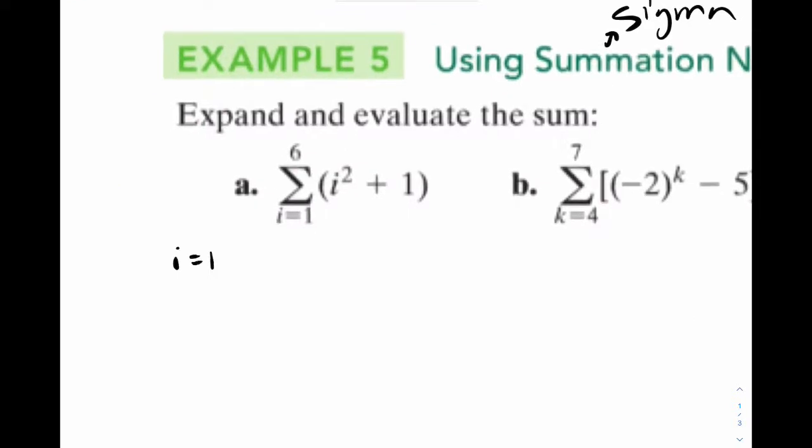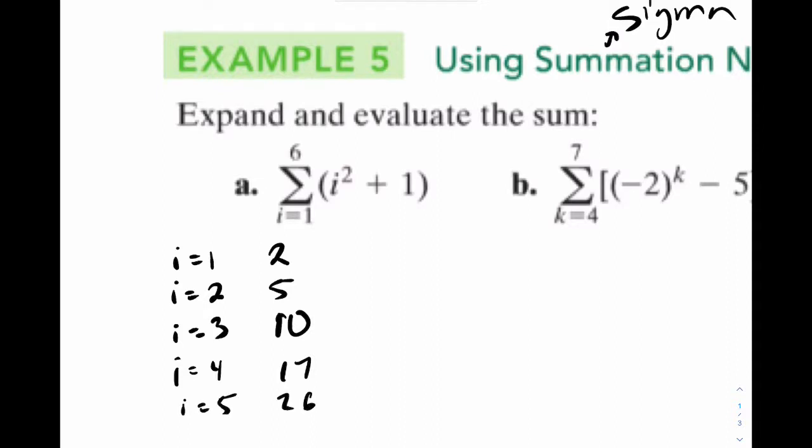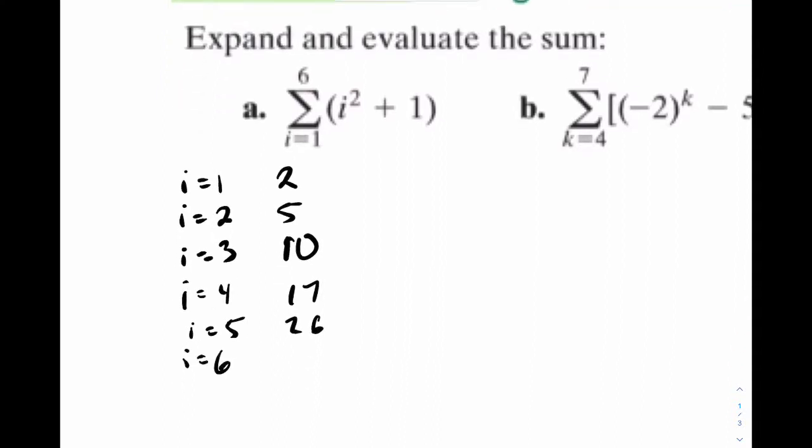So you start at the bottom, i equals 1. So plug in 1 there, you get 2. Now plug in 2, that's 5. Now plug in 3, that'd be 10. Now plug in 4, that'd be 17. Plug in 5, that's 26. And then plug in 6, and you get 37. And I'm going to stop here because it says stop at 6 right here. So now we just add them all together, and you're going to get 97. And that's your answer.